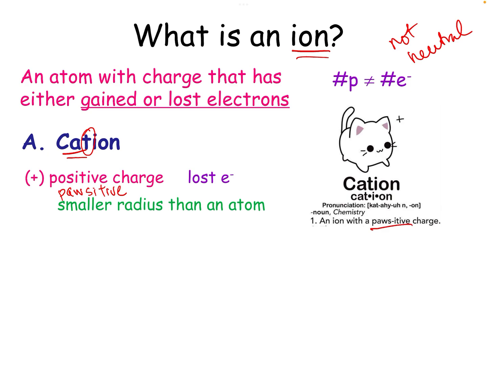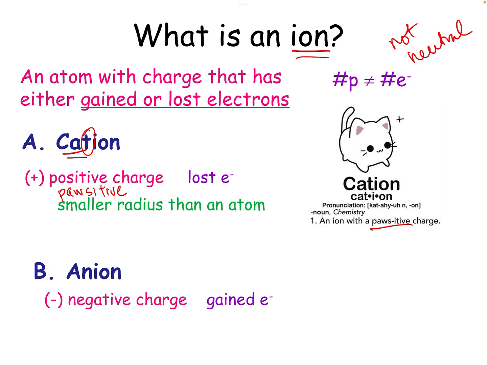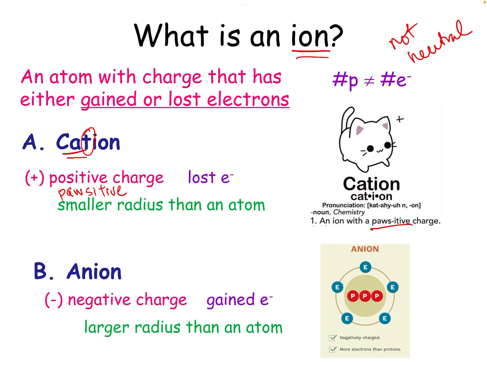So the opposite of a cation is when we gain electrons. When you gain electrons, you'd be more negative. We call that an anion. So anions are negatively charged because we've gained electrons. When you gain weight, your size is larger. So when you gain electrons, our ionic radius is now larger. And so here's just a picture. It's not as cute as the cation.